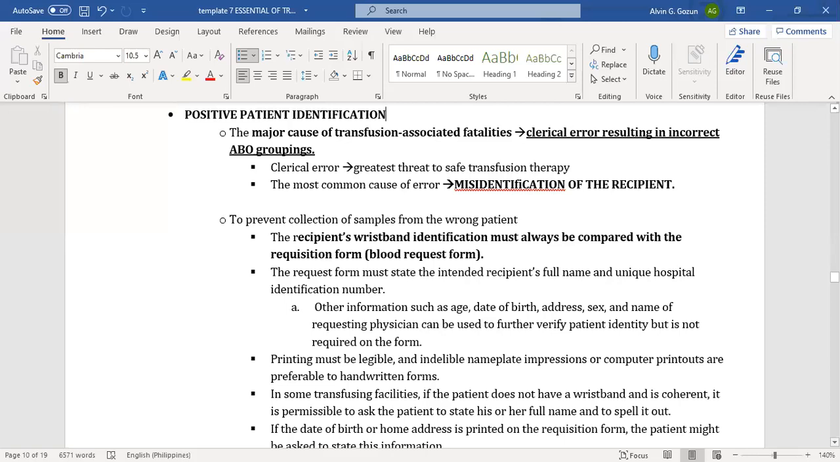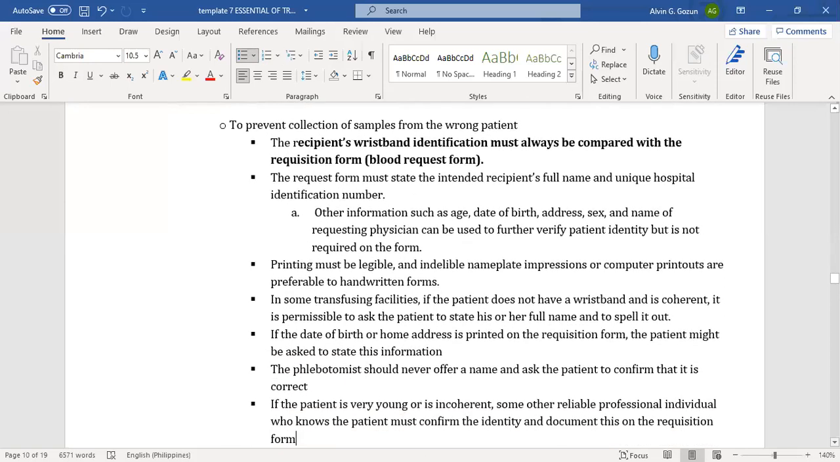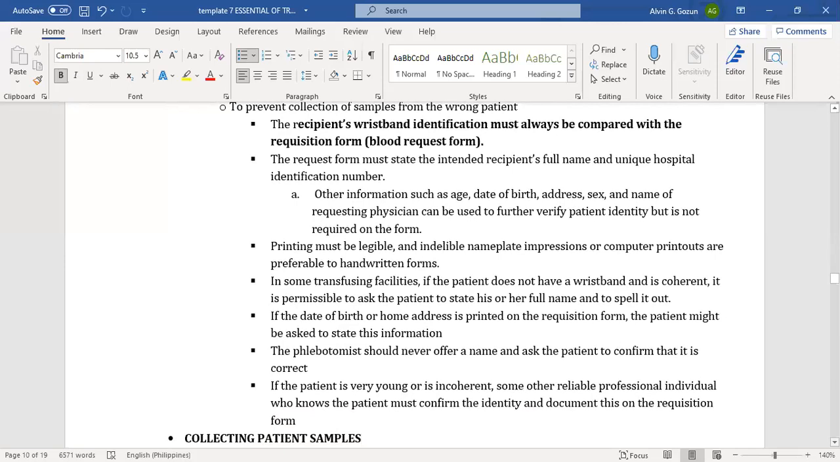And the most common cause of error, of course, misidentification of the recipient. So kailangan guys, positive patient identification. So sa inyo nakasalalay ito. Okay, so to prevent collection of samples from the wrong patient, first, the recipient's wristband identification must always be compared with the requisition form or what we call now your blood request form.